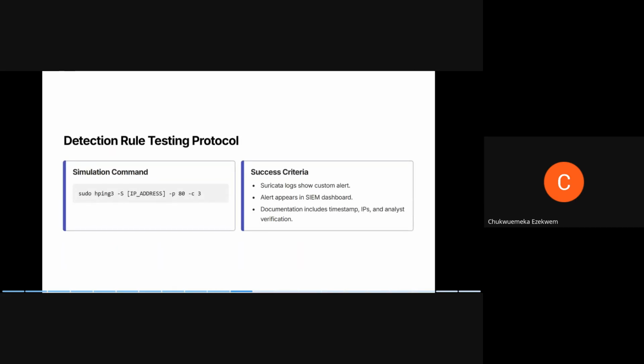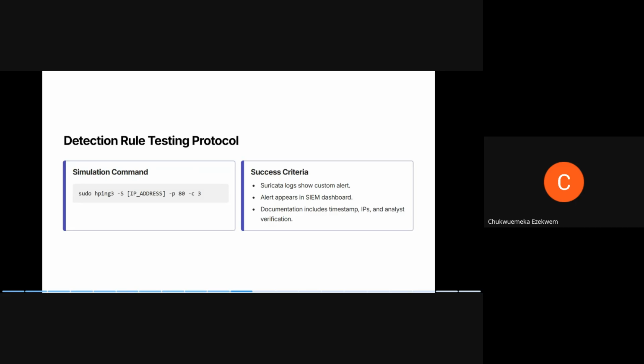Here is us testing the rule. For us to test this rule, we made use of hping3, which is a command to simulate network traffic towards the particular malicious IP address. When the simulation was run, we then reviewed Suricata to see it trigger our custom alert.